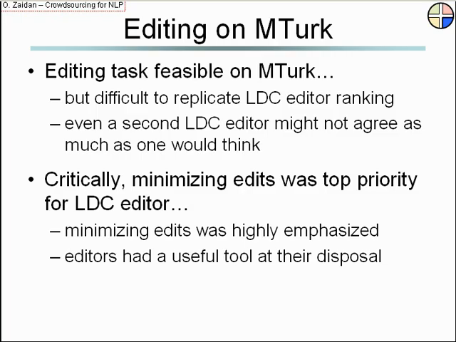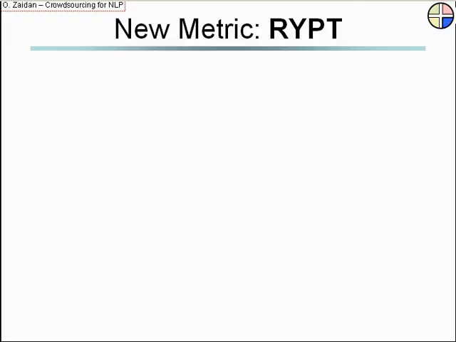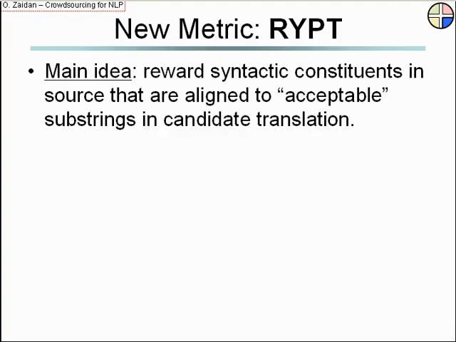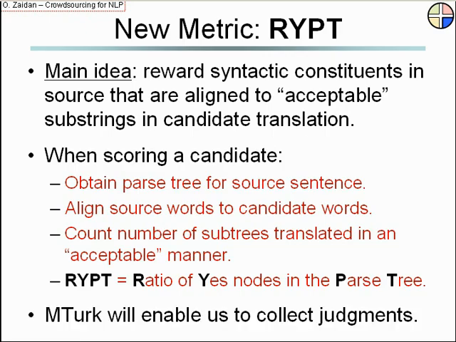This editing effort did not turn out to be so great, and we found Mechanical Turk to be useful for something else, which is another metric that I call RIPT, that is more suited for a crowdsourced setting. The main idea of RIPT is to reward syntactic constituents in the source that are aligned to, quote, acceptable substrings in the candidate translation. So what we do is we get a parse tree for the source sentence and align the source words to candidate words and see what fraction of those nodes in the parse tree align to an acceptable translation. And Mechanical Turk is just going to enable us to collect those judgments.